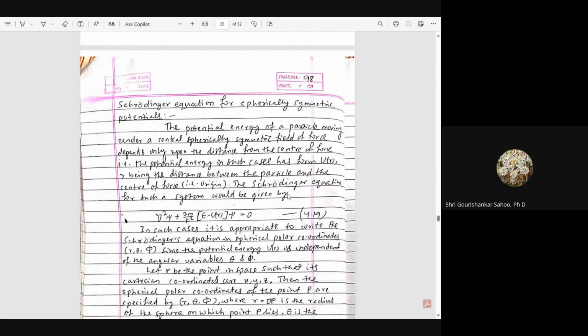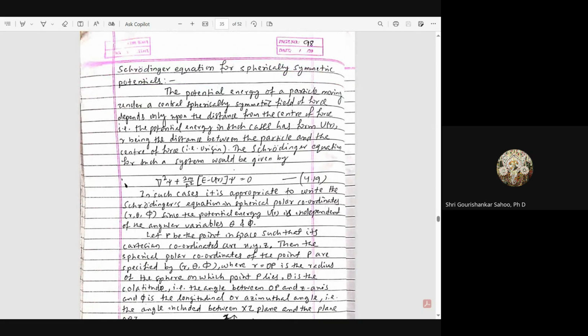Now you can write the Schrodinger equation for a spherically symmetric potential. The potential energy of a particle moving under a central spherically symmetric field of force depends only upon the distance from the center of force. That is, the potential energy in such cases has the form U, a function of r, being the distance between the particle and the center of force, that is the origin. The Schrodinger equation in such a system can be written as ∇²ψ + (2m/ħ²)(E − U)ψ = 0.